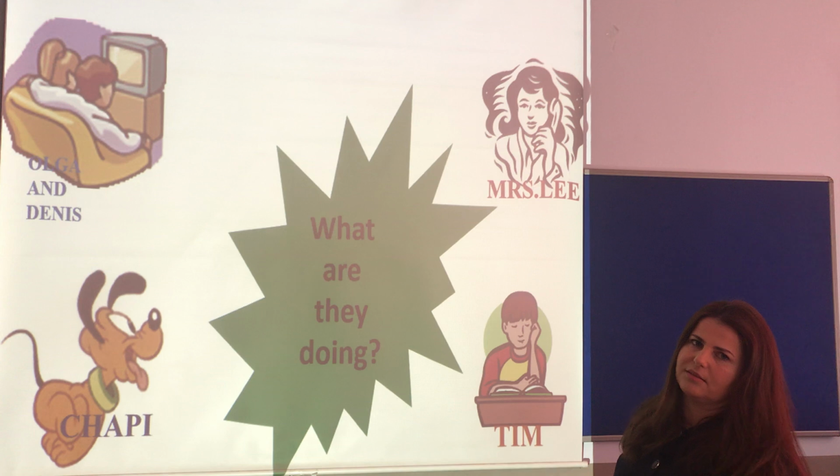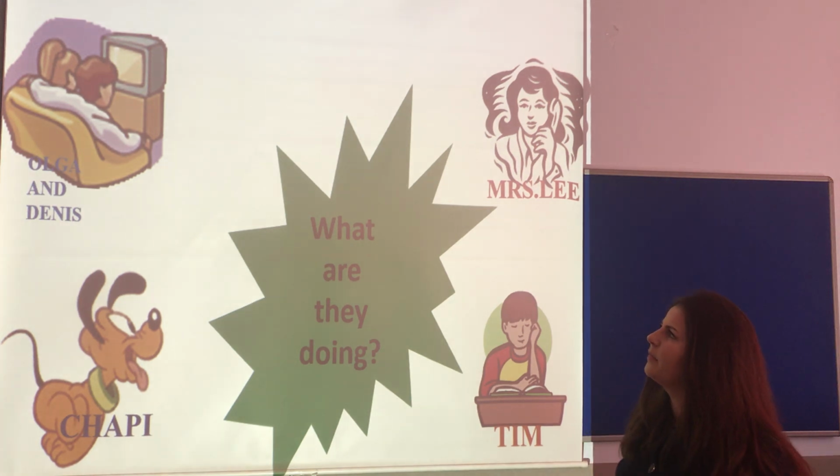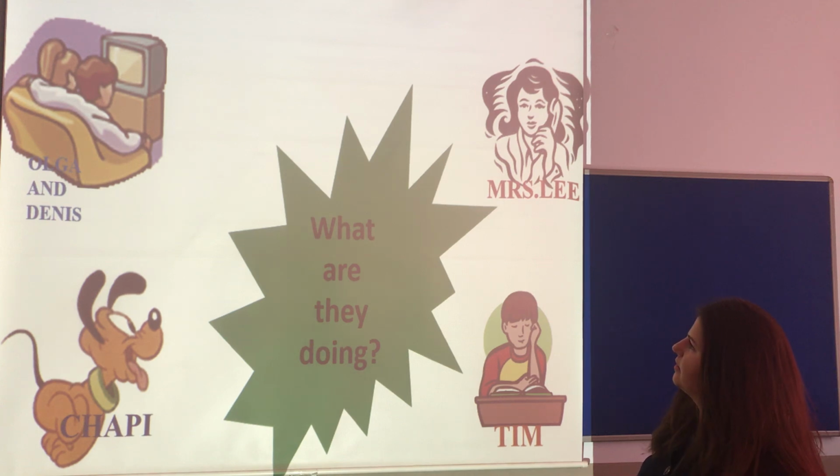Now that we have finished the theory, I have put some pictures, and we see that we have 4 different actions. Now the question is, what are they doing? We can guess, but let's move to the next slide and see what the answers are.